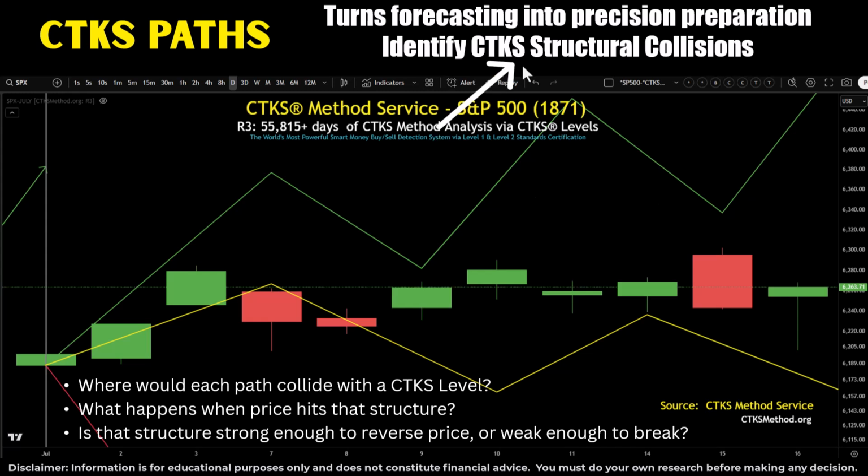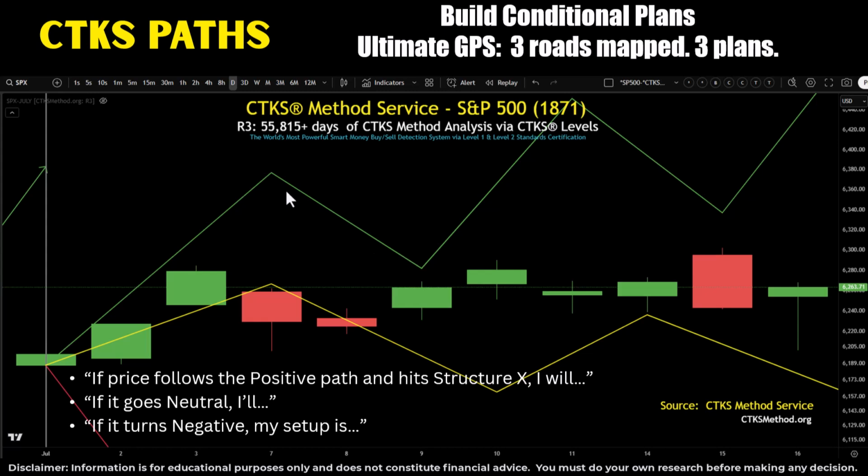Understanding CTKS structural collisions is really, really valuable. For example, if we go positive and structure is encountered and it pushes backwards, this means that the sellers are simply too strong. The paths act as the ultimate GPS. You've got 3 roads already planned, the positive, the neutral, and the negative. We know that the S&P 500 is not going negative, so you can create 3 plans for yourself.